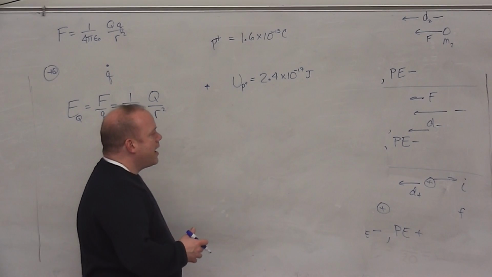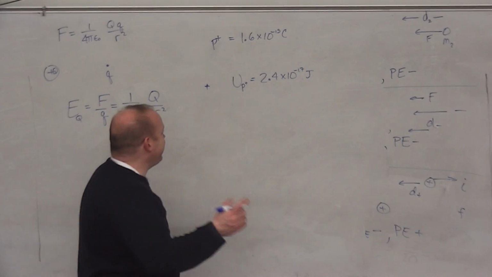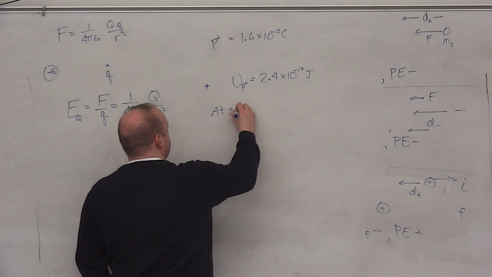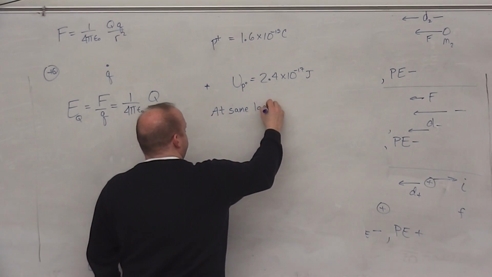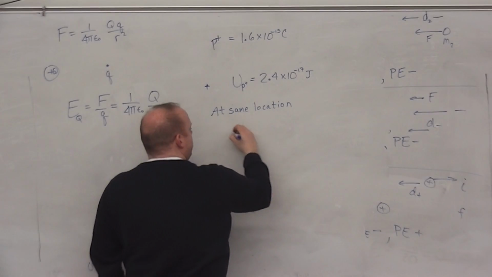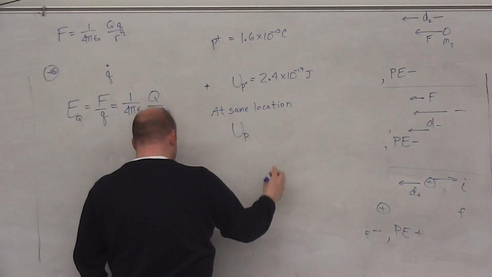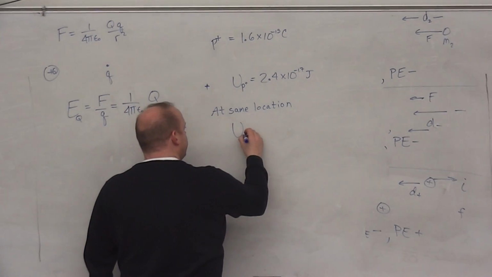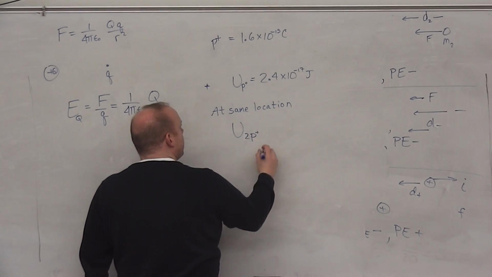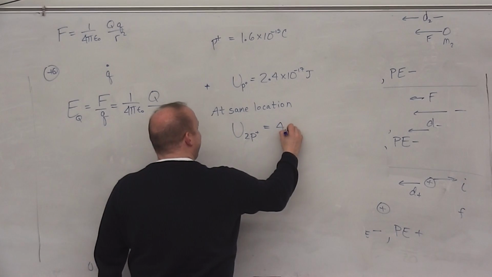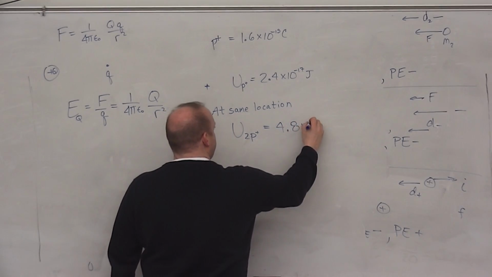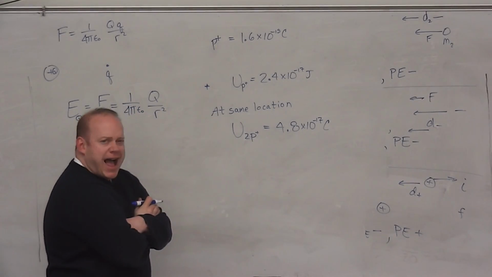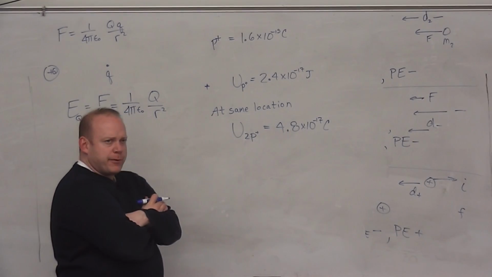Now, interestingly enough, at that same location, if I measured the potential energy from two protons, the potential energy from two protons is equal to 4.8 times 10 to the minus 17 joules. That's interesting. I doubled the charge, I doubled the potential energy.